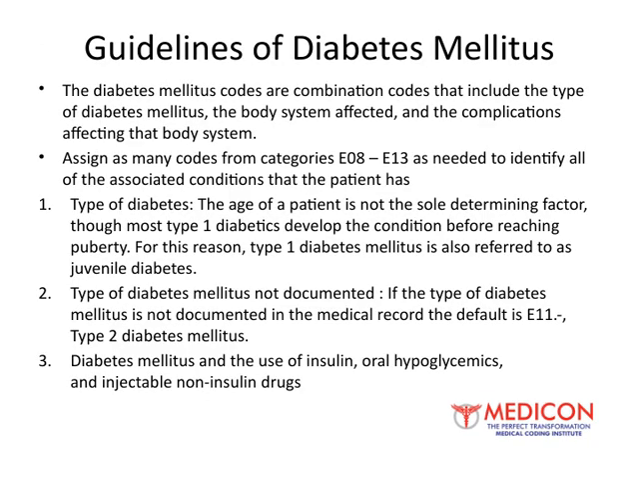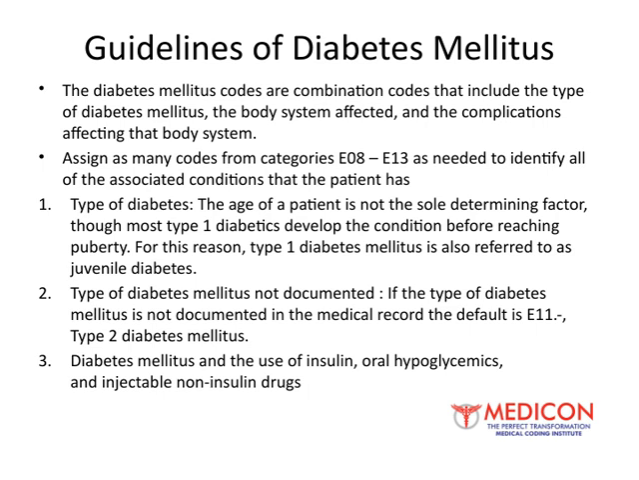Let's talk about the guidelines for coding diabetes mellitus. The codes for diabetes are actually combination codes, which means they include information about the type of diabetes, the body system affected, and any complications involved. It's important to assign as many codes from categories E08 through E13 as needed to fully capture all the conditions the patient has.